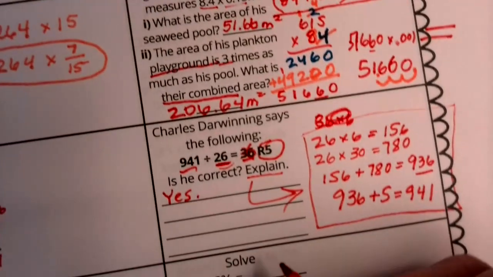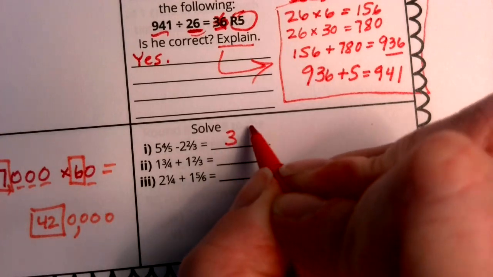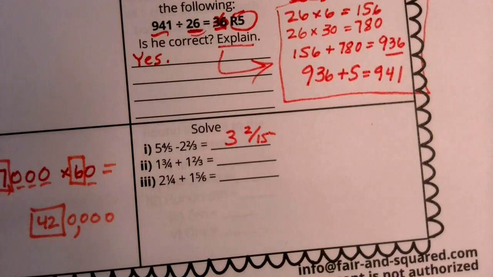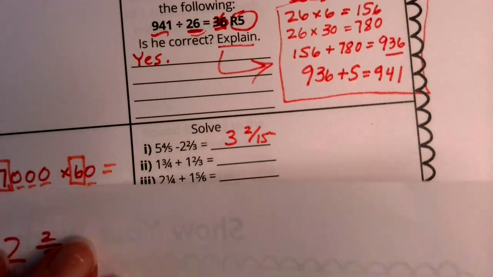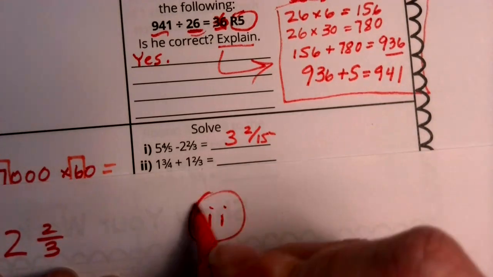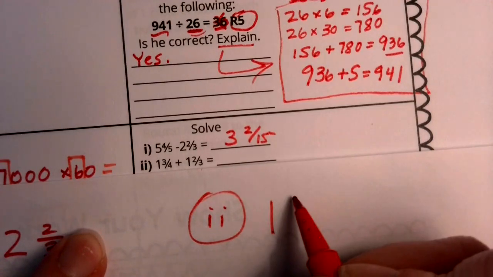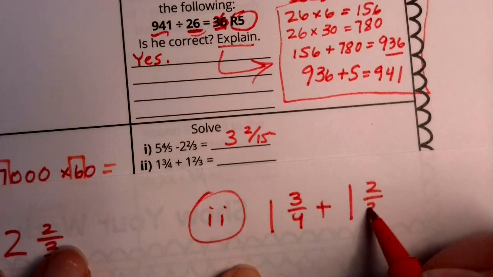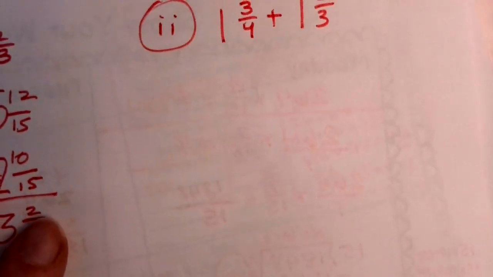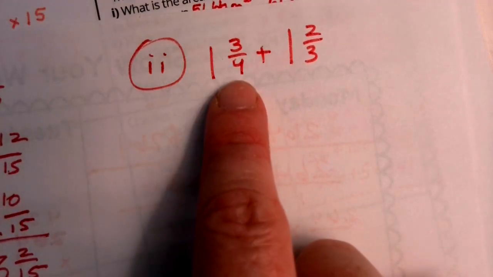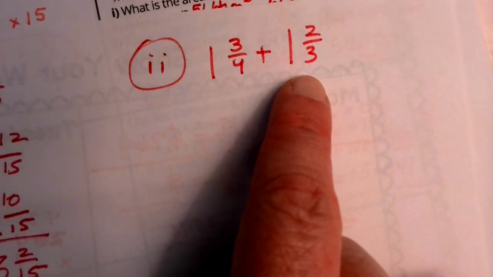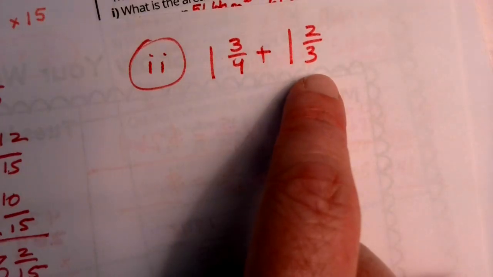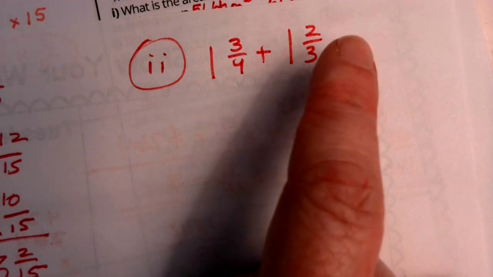Let's go ahead and write down below, we have 3 and 2/15. Now we're still not done. This one definitely takes some thinking today. Now we're ready to work on number 2, which is 1 and 3/4 plus 1 and 2/3. Now, with this one, I can't skip count by the 4 and get to the 3, 4, 8, 12, or skip count by the 3 and get to the 4, 3, 9, 12.